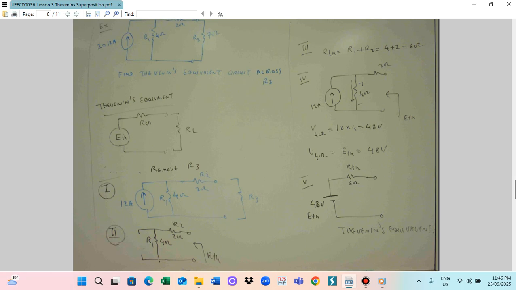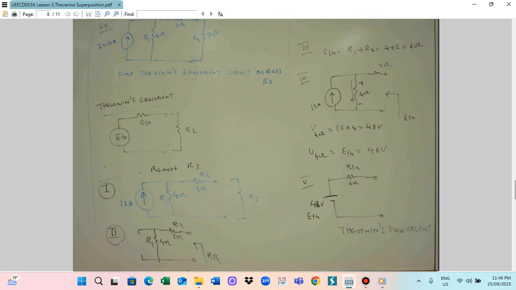The 12 ampere current cannot flow through the 2 ohm because this one is open. This one open means the 12 ampere current can't flow through the 2 ohm, so it will all flow into the 4 ohm resistor. Because of the open circuit, no current can flow elsewhere. The point where the current flows in is positive, and where it flows out is negative. So the top point is positive and the bottom is negative. The 12 ampere current flows through the 4 ohm, then you can calculate the voltage.